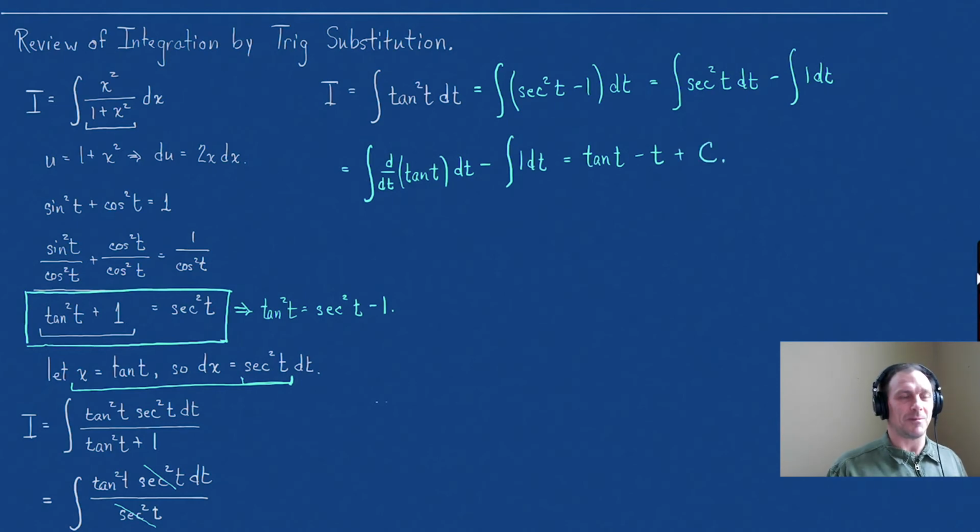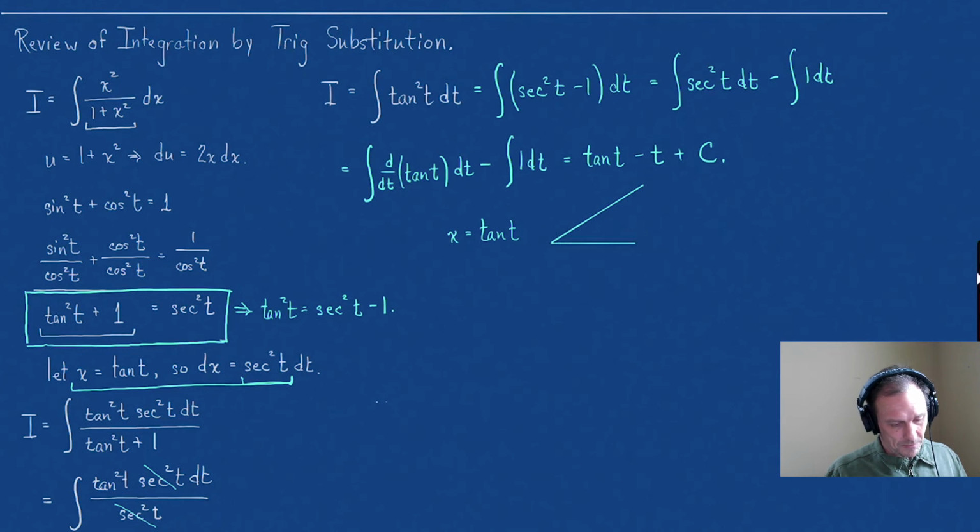Now, you might think you're done, but you're not, because remember the original problem was given to us in x, not t. So here's the next step. Recall, we said that x is equal to the tangent of t. Well, this is just a picture. Here's a picture. It might look something like this. There. Okay, there's my right triangle.